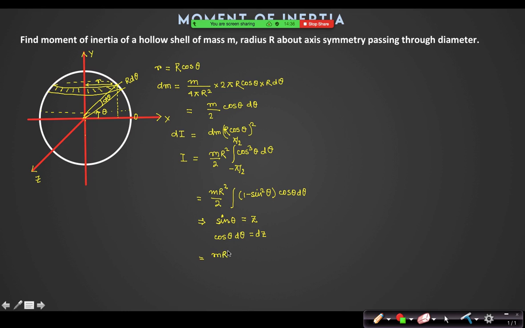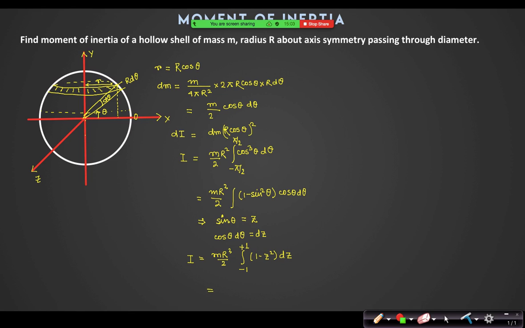So we have to change the limits also. Yes, definitely. Integral of square root of 1 minus z square dz. Now your variable is z. So when theta is minus pi by 2, z is equal to minus 1, and when theta is plus pi by 2, z is plus 1. So the integral of 1 minus z square dz is from minus 1 to plus 1.